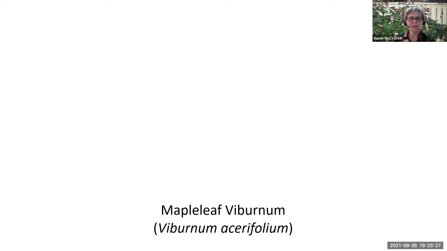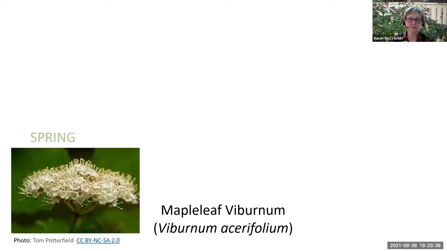Before I finish, I want to call attention to not just the diversity of shrubs and saplings in the Mesic forest, but also to just how important this environment is to the wildlife that inhabits it. So we're going to use the maple leaf viburnum as a stand-in for many of these plants. In the spring, we see that these plants produce flowers. And these flowers feed insects and attract important pollinators.